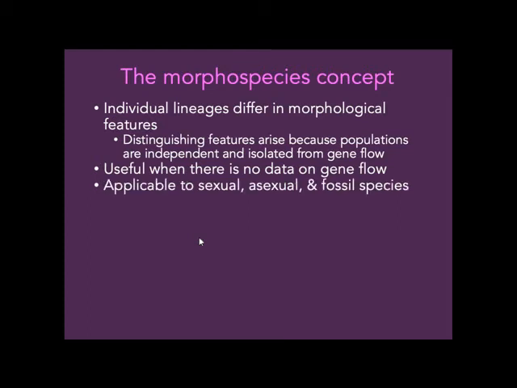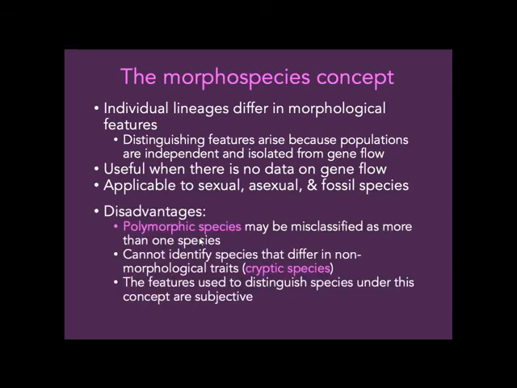So you can use it on fossils and asexual species, and you can also potentially use it on sexual species when you need to. There are some disadvantages to categorizing species based on how things look. One of them is that you have some species that are polymorphic species. So what's polymorphic mean? What's poly mean? It means many. What's morphic? Morphic means form. So what would you guess polymorphic means? It's like a species that looks different ways.